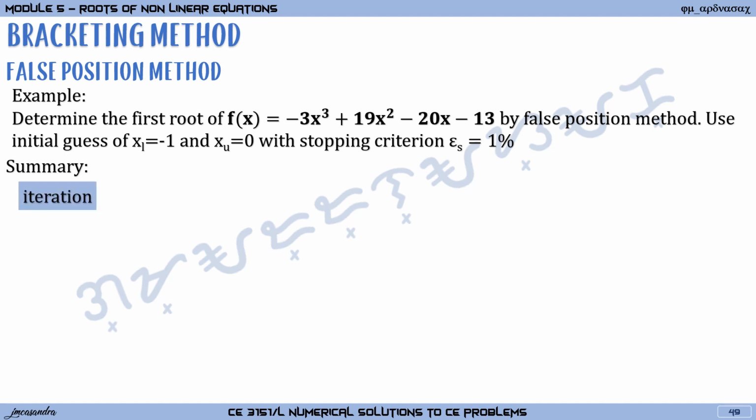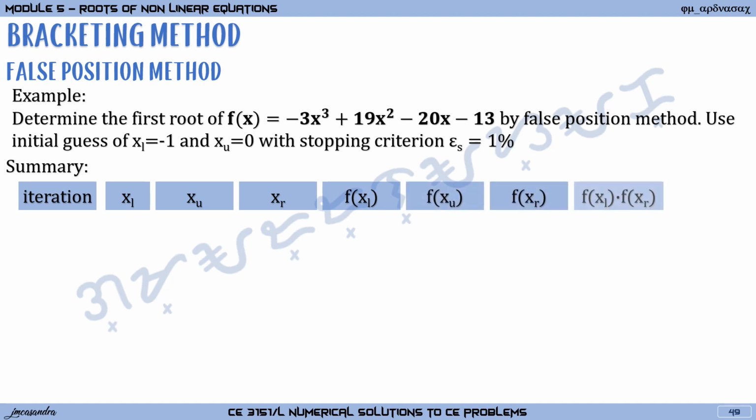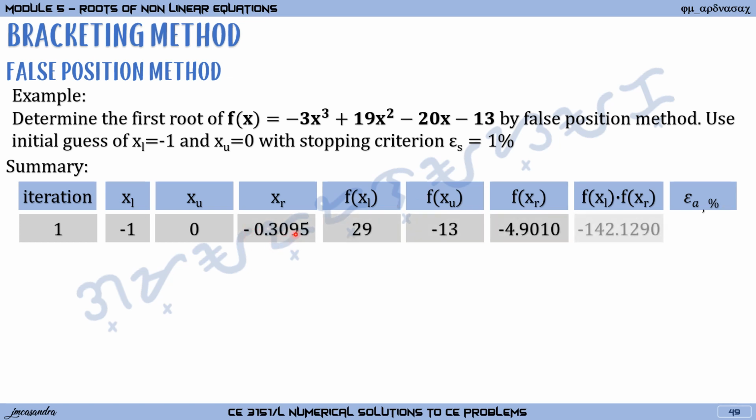Okay, so as a summary, for our first problem, we could do it in a tabular form. So we have the iteration, your lower limit, upper limit, your estimated root for that iteration, the function of XL, function of XU, function of XR, the product of the function of XL and XR, and the approximate error in percent. So for your first iteration, you have -1 and 0. So we have computed XR here. The product is negative, so meaning less than 0. So I have to continue.